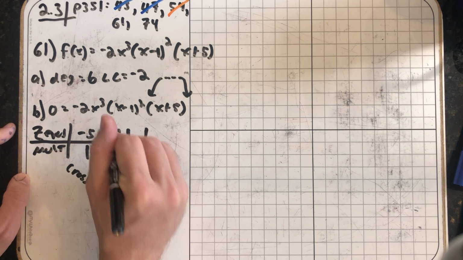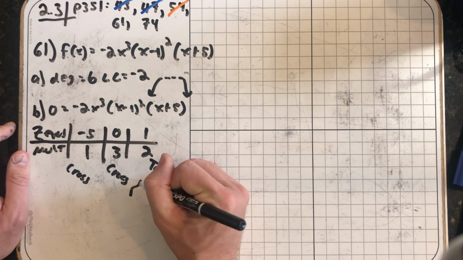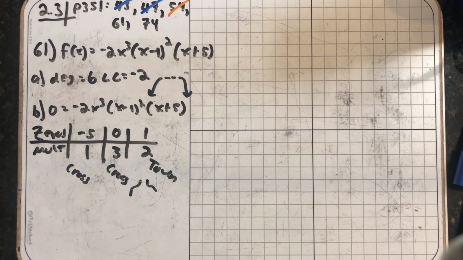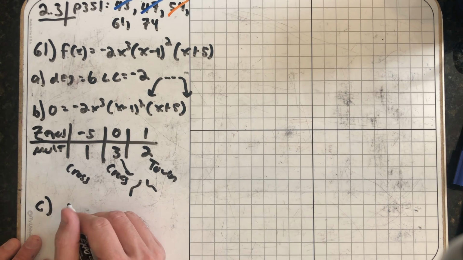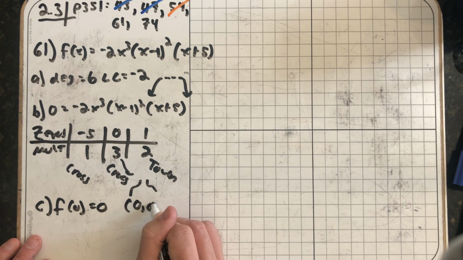Now, the multiplicity here of 3, I know that when I go through the graph, I'll have a little bit of a turn in it. So it'll be one of these two diagrams at that multiplicity of 3. Or that's what the graph will look like there. Part C, we're asked to find a y-intercept. Well, f of 0 is 0, so the y-intercept is at the origin.